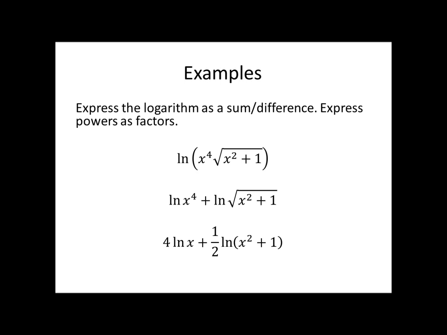Now I'm actually done with this one because that plus 1 really puts the brakes on doing anything else. I can't pull that square out as a factor because it's only acting on the x squared. It's not acting on the plus 1. So we're done here. We can't do any more. This is our final answer.